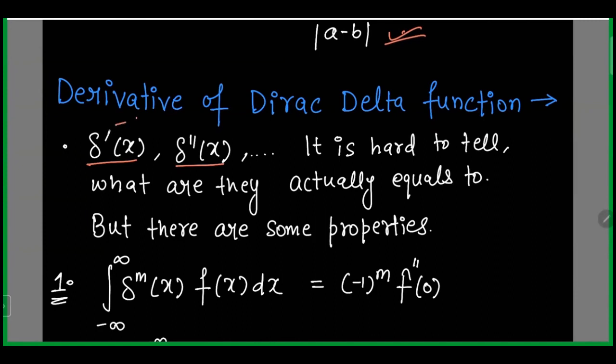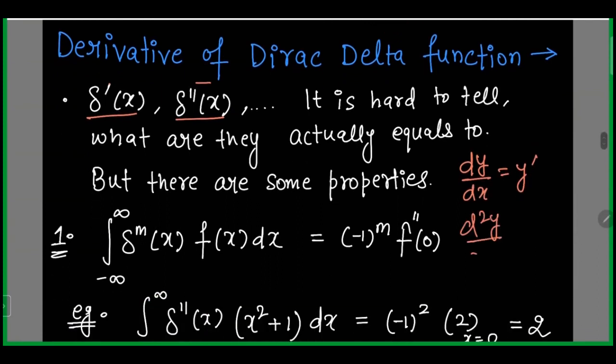Dash means differentiating one time. If you differentiate any function one time, you put a dash. If you differentiate it two times, you put two dashes. So I can write dy/dx as y', and d²y/dx² as y''. This you might know. It is very hard to say what will be the value of δ'(x) or δ''(x), but there are some properties which are useful. So let me give you some properties of the derivative of a delta function.